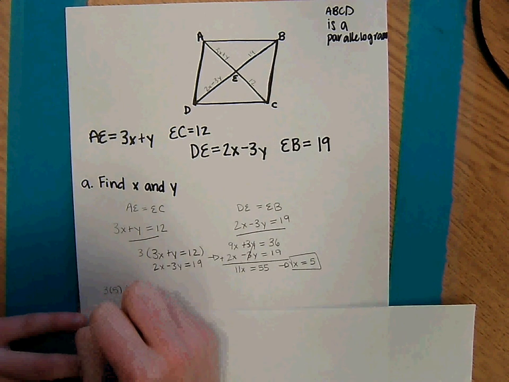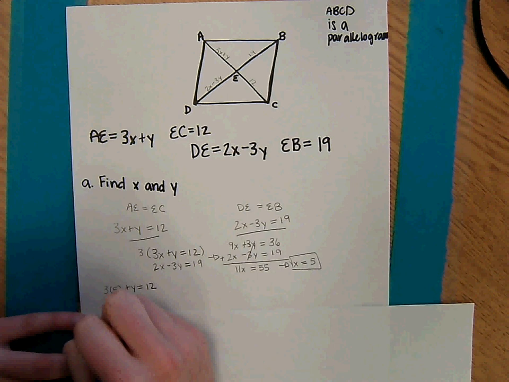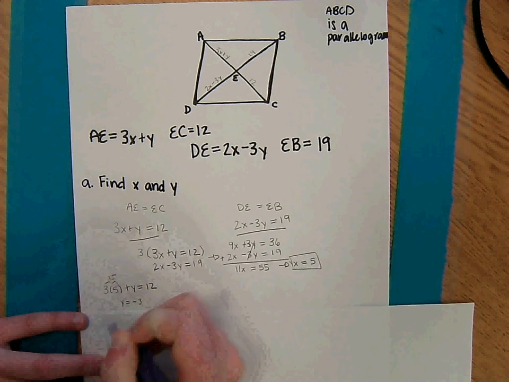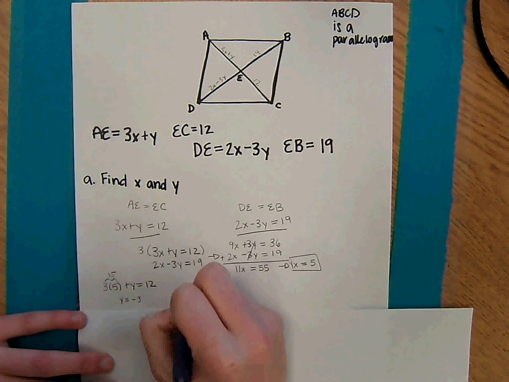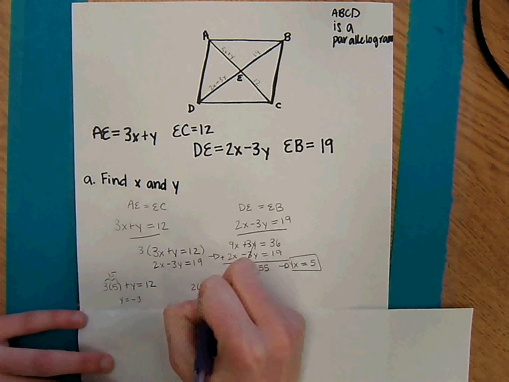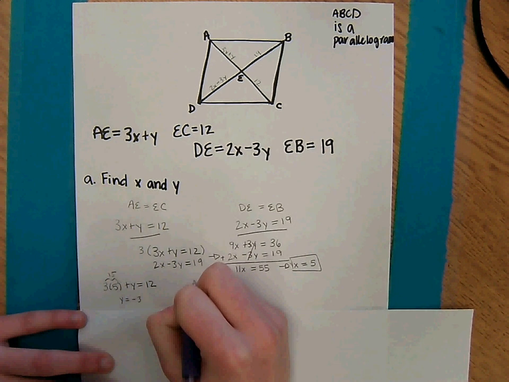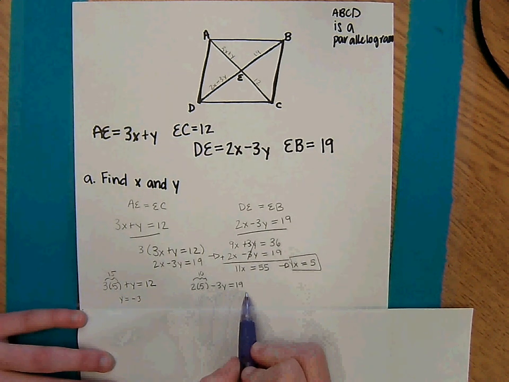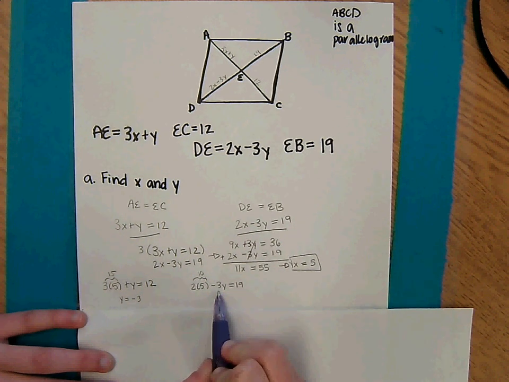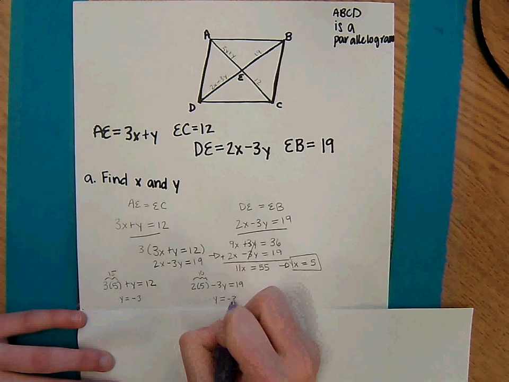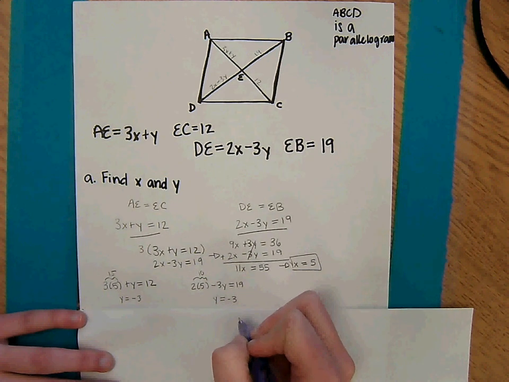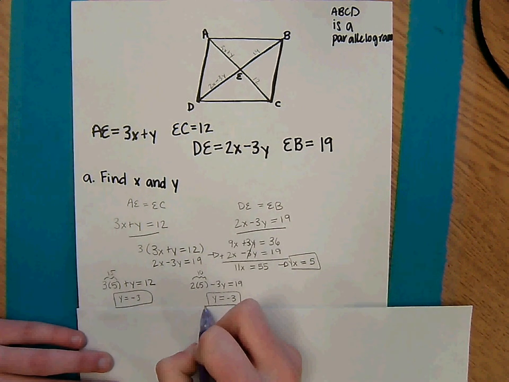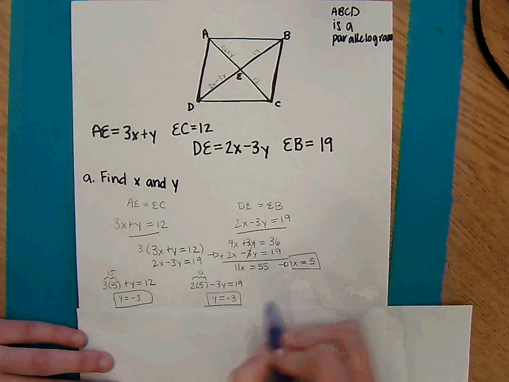So you have 3x plus y equals 12. So then this is 15, so then y becomes negative 3. I'm just going to check it with the other one to make sure they're the same. So you have 2x minus 3y equals 19, and this is 10. 19 minus 10 is 9, divided by negative 3 will give you y to be negative 3, because negative 3 times negative 3 equals positive 9. So that checked it. And that's what the y value is. So the x value is 5, and the y value is negative 3.